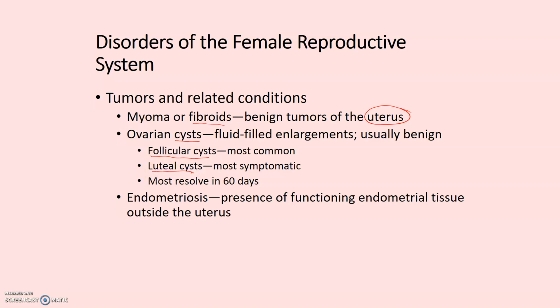There are also luteal cysts. These are the ones that are most symptomatic. This can occur after a Graafian follicle bursts, and basically the tissue doesn't become resorbed. Typically, though, either follicular or luteal cysts usually resolve by about 60 days. So these cysts should resorb back into the ovary.